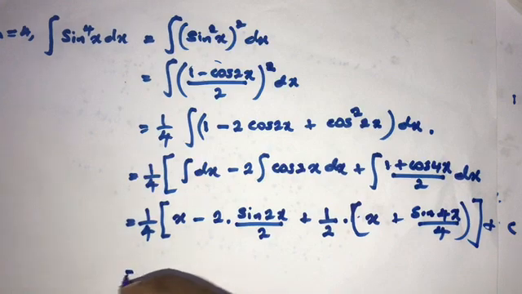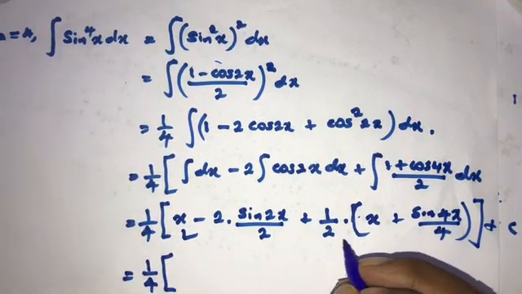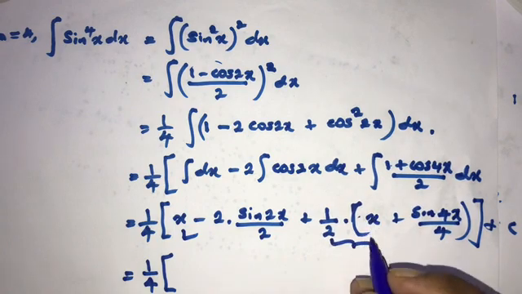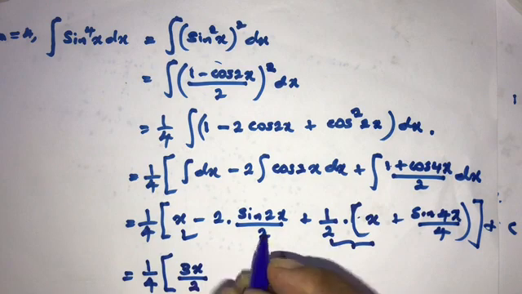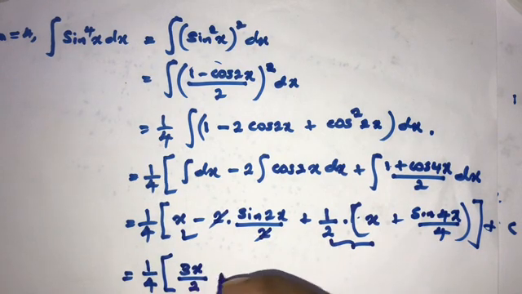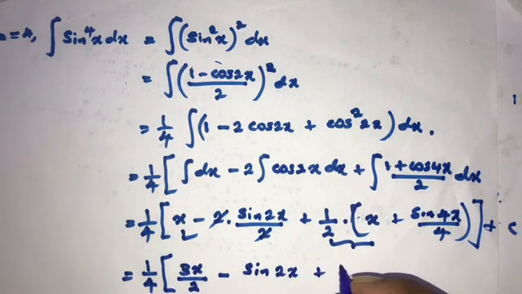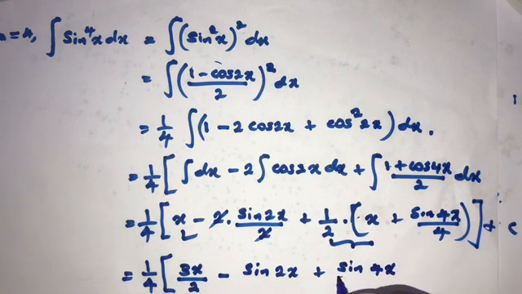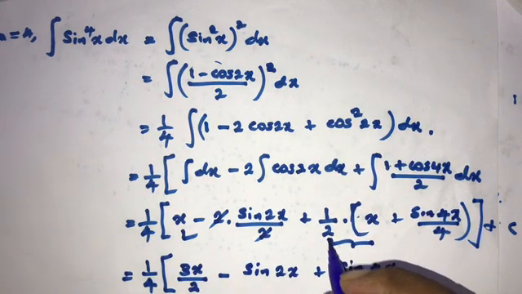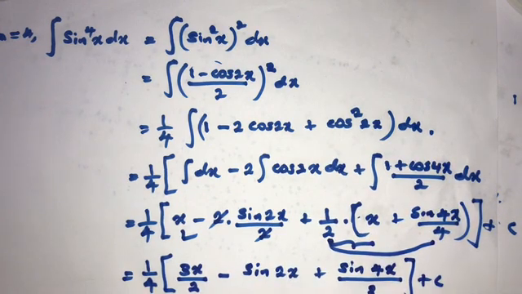Okay, now we can simplify this. 1 over 4 times x plus x over 2, so 3 times x over 2. Now the 2 gets cancelled, and minus sine of 2x plus sine of 4x over 2 times 4, which is 8, plus c. So this is the answer.